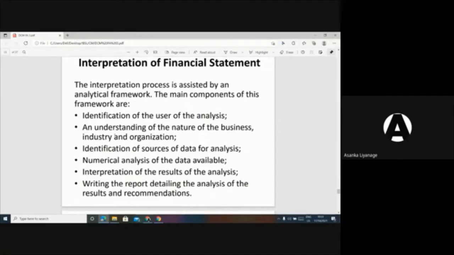This is another important aspect: once you have calculated all the ratios, how do you interpret the financial statements? Once you have calculated the ratios, how do you interpret those things? The interpretation process should be assisted by an analytical framework. The main components of this framework are, first, you have to identify the users of the analysis, to whom we are going to present this credit paper, whether it is your branch manager, the RM, CM, zonal manager, AGM, DGM, senior AGM, the managing director, or sometimes it may go to the board level.